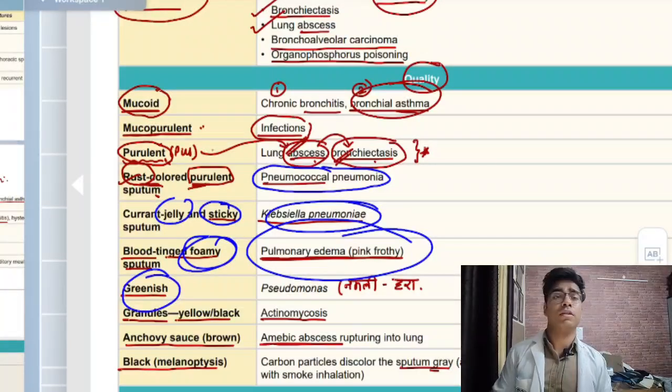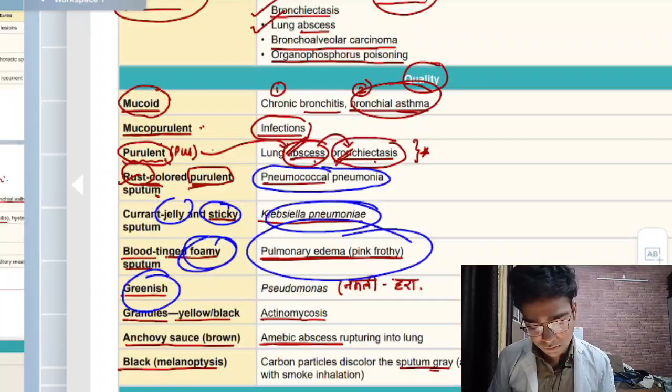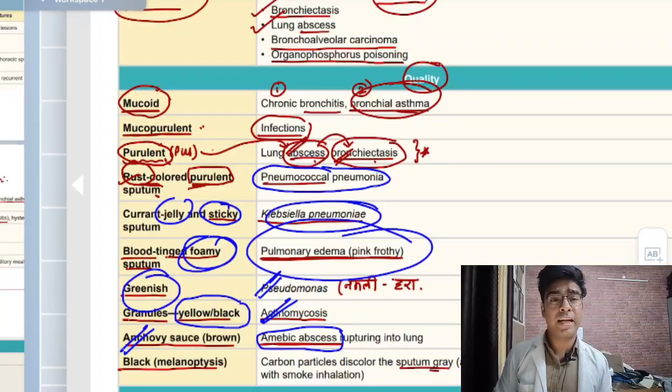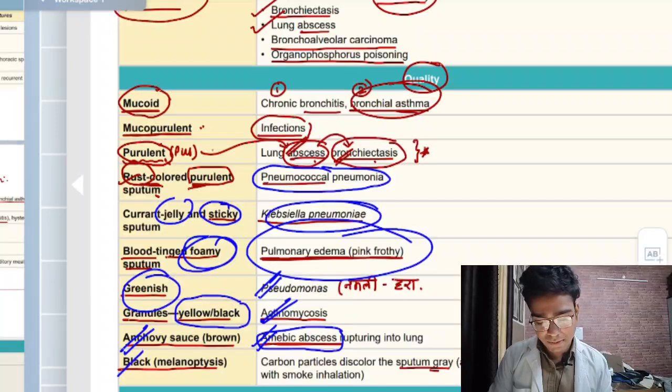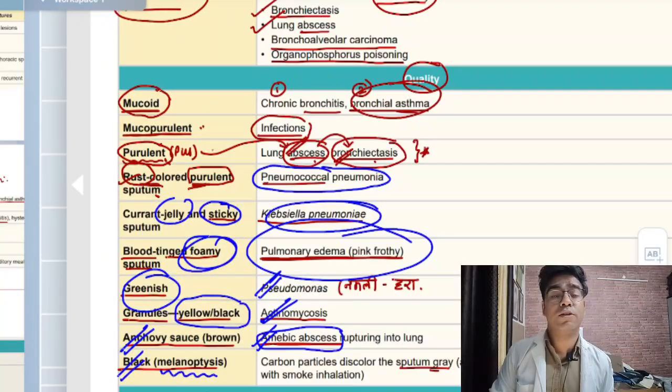The greenish one, as we all know, is Pseudomonas. Everywhere in medicine, if there is green, think of Pseudomonas. If there are yellow or blackish granules, it's seen in actinomycosis, and anchovy-sauce sputum is seen in amoebic abscess. We know anchovy-sauce sputum is a very common question in microbiology. Black sputum is also known as melanoptysis, and these are nothing but carbon particles. In a chronic smoker, the carbon particles get deposited and come out with the cough.